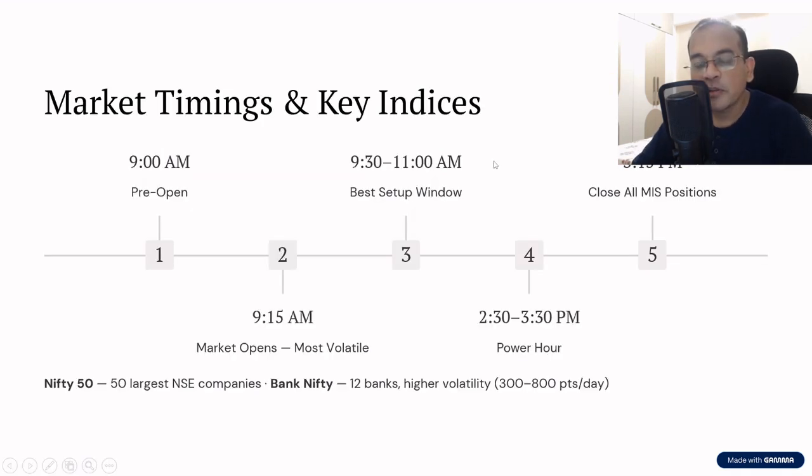So in the next session we'll be understanding the market timings and the key indices, and we'll progress further. I'm deliberately keeping the session short, about 15 to 20 minutes, so that your concentration doesn't get deviated. This might look very simple and basic to you if you're already in the market. This course has been designed particularly keeping in mind that you are very new to the stock market and you don't know the ABC of it.